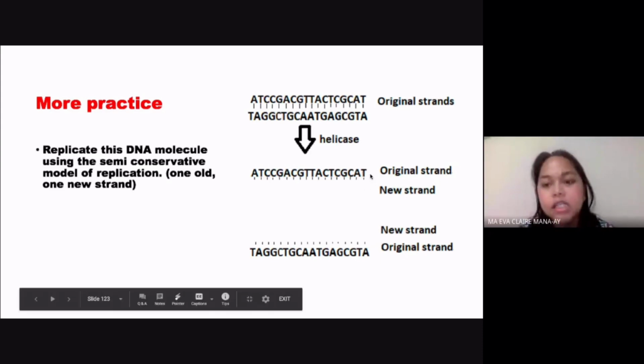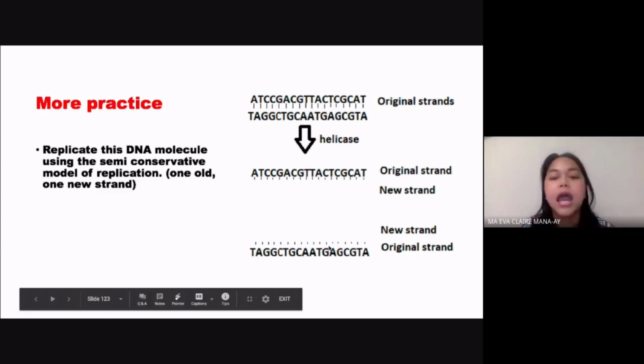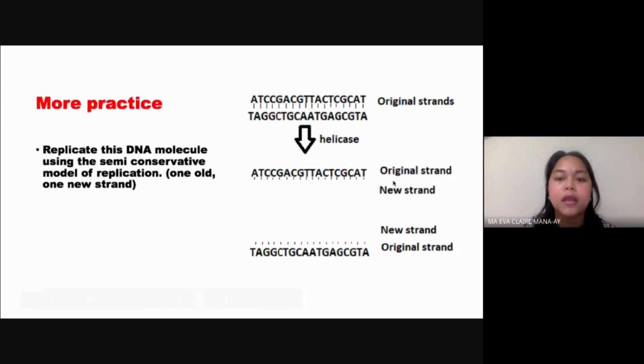So now you have these two original strands here. One strand here was the upper strand from your original DNA molecule, and you also have the lower strand found at the bottom. Now I'd like you to supply the new strand for the first original strand that we have here, and also supply the new strand for the lower part at the bottom.